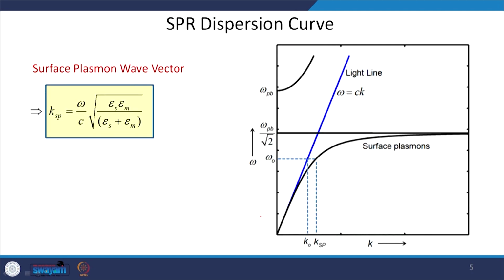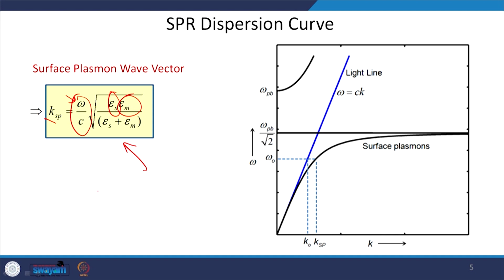Surface plasmon wave vector. So, we already derived this expression for surface plasmon wave vector, where epsilon s is the dielectric function of the dielectric, epsilon m is the dielectric function of the metal, and omega by c was a constant, or you could write it k 0. So, if you plot k versus omega curve, what you see is that for a light travelling in a dielectric medium, it is a straight line. This is called light line.